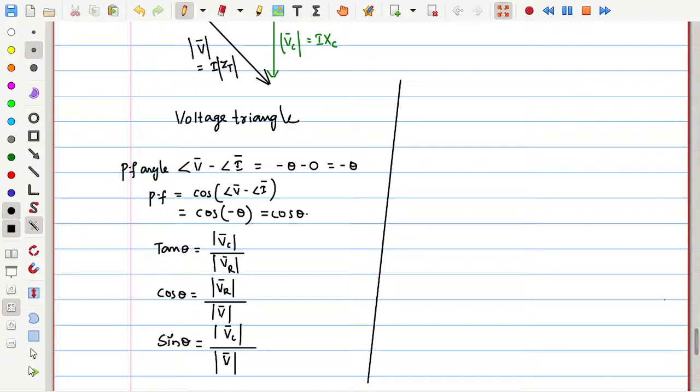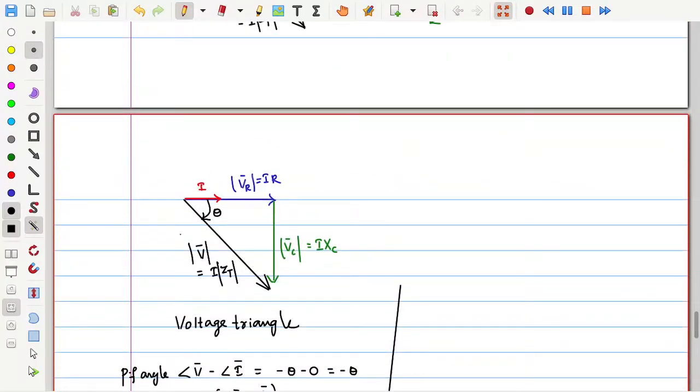In the same way, you can divide this voltage triangle, each side by current. Thereby we get the impedance triangle for the RC circuit. This is R, this is XC, and the total is the total impedance, which is mod ZT. How much is this mod ZT? Square root of R square plus XC square. The angle made by this is theta.